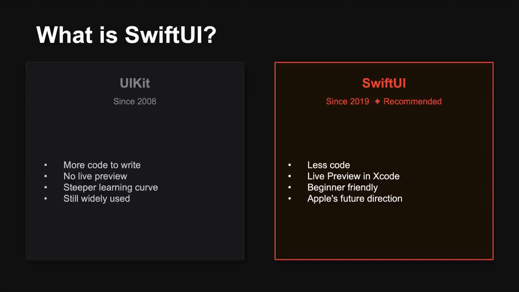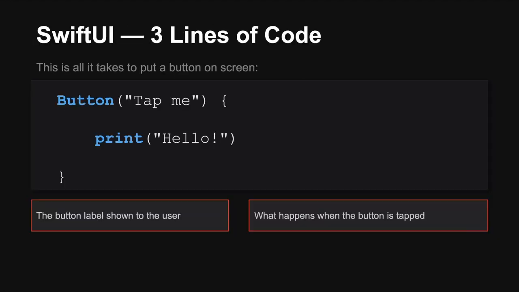The key difference is the approach. With SwiftUI, you describe what you want your UI to look like, and the framework handles the rest. It also brought live previews inside Xcode, so you can see what you're building in real time as you write the code. Both are valid, both are used, but for someone starting out today, SwiftUI is a great entry point. It gets you to a working UI faster, and it's where Apple is putting a lot of focus going forward.